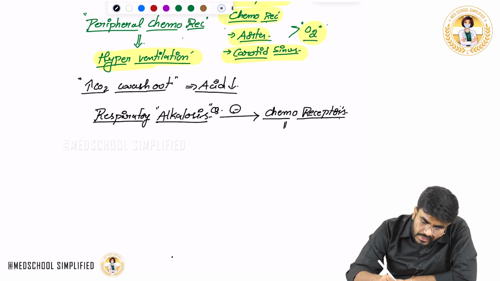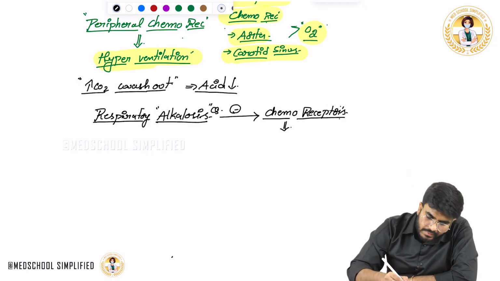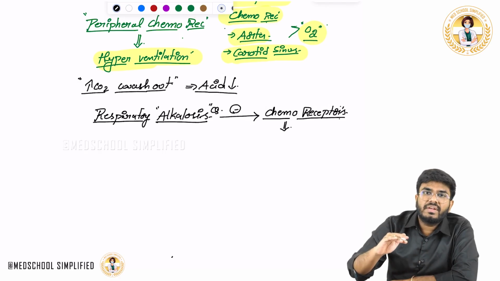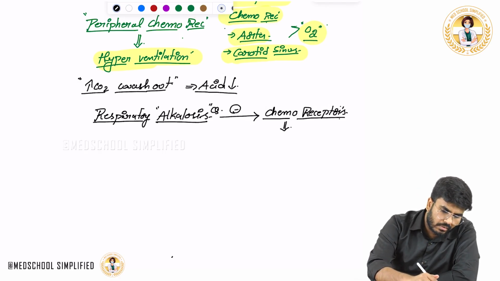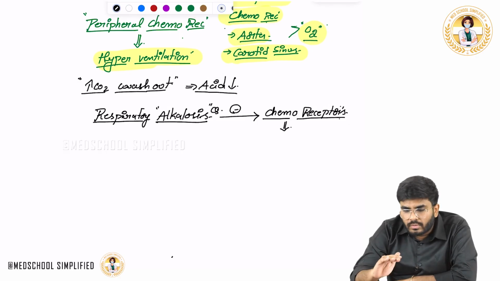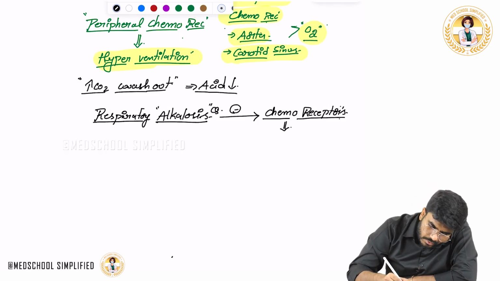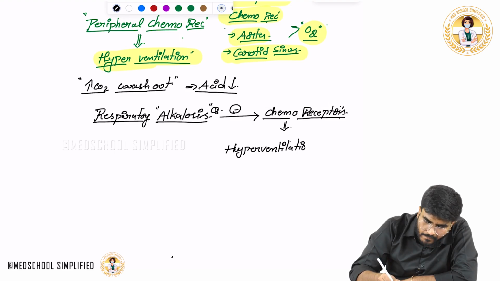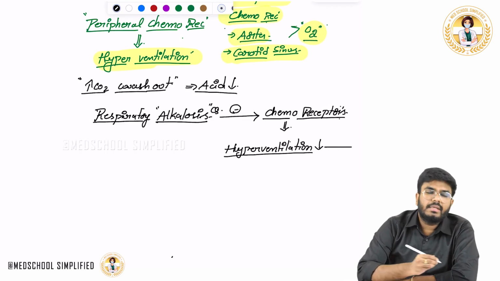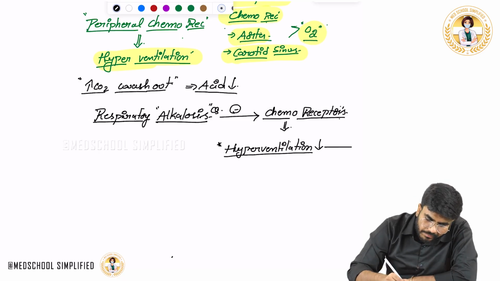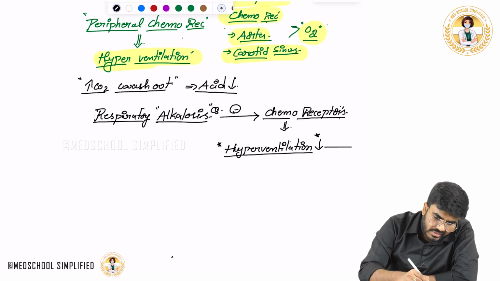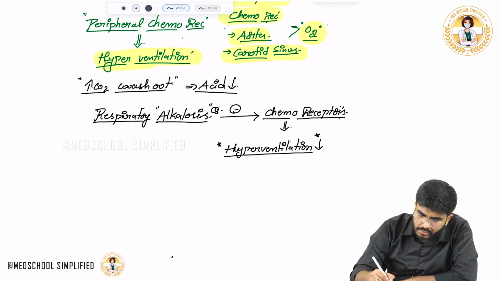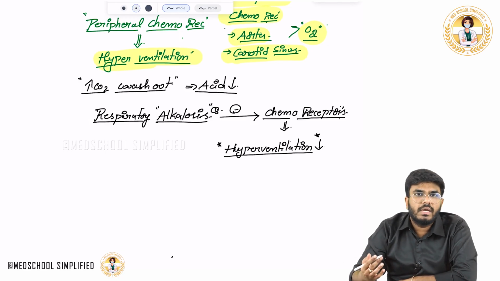Whenever the chemoreceptors are inhibited, now tell me what happens. The ventilation, the hyperventilation, will decrease. So now the patient is not going to do hyperventilation. Hyperventilation decreases. Now, is that good or bad? Of course, this is not a good thing, because in high altitudes, to get enough oxygen, you have to do hyperventilation.